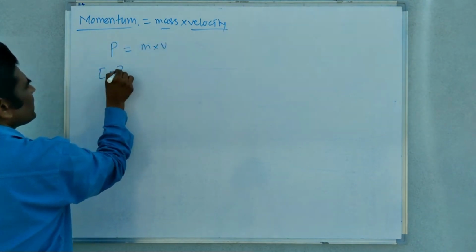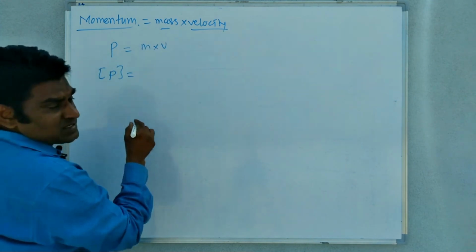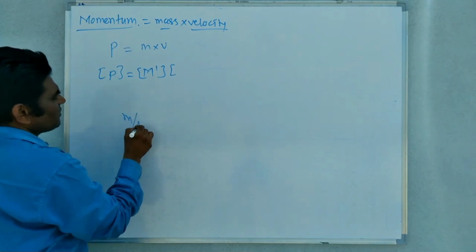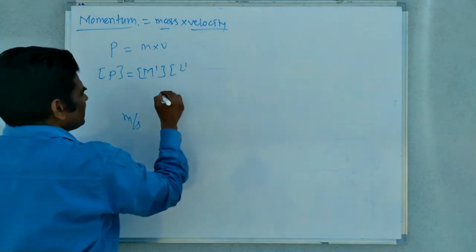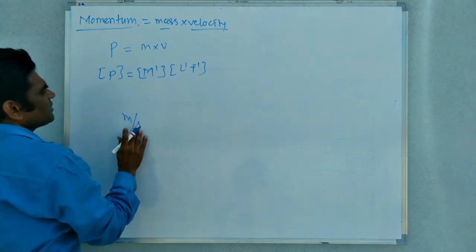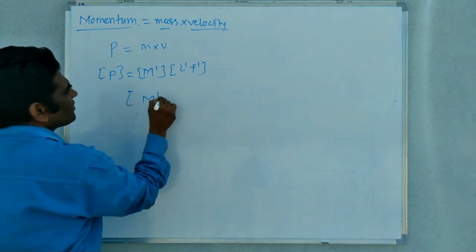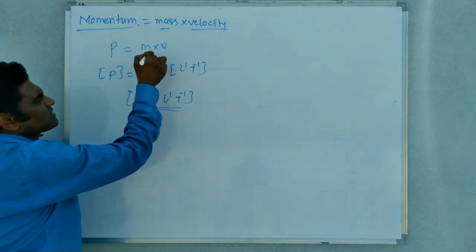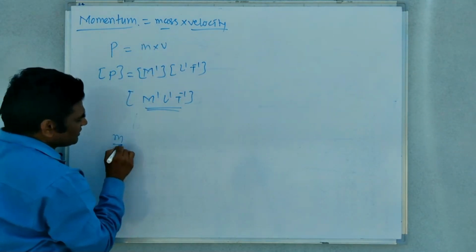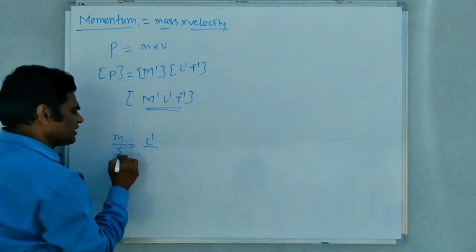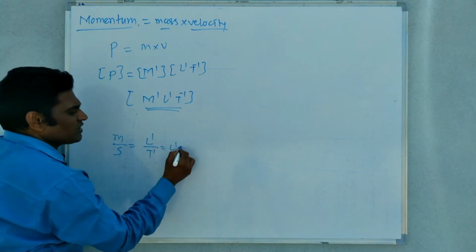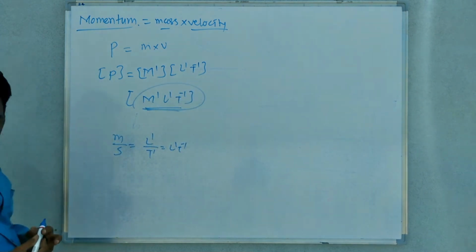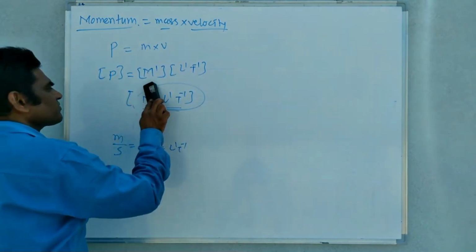So the dimensions of P or momentum: dimensions of mass M1, dimensions of velocity meter per second. Okay. So meter means length L1, second means time T1, so T minus 1. Ultimately what you are getting is M1 L1 T to the power minus 1, correct? Look, mass M1, velocity meter per second, meter means length L1, second means time, so L1 T minus 1. So this is the dimension of momentum. Clear? Okay.